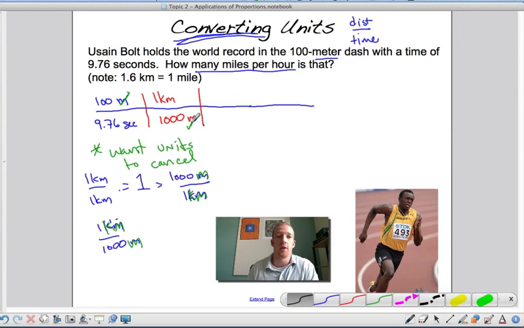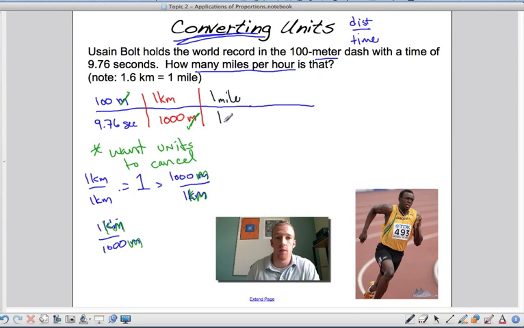So I want miles per hour, so I'm going to get miles. And we know that 1 mile is equal to 1.6 kilometers. All right, so now kilometers cancel. So now I have miles over seconds, but I want hours. So we have 60 seconds is equal to 1 hour. Notice that every time these two quantities are exactly the same. 60 seconds and 1 hour. 1 mile is equal to 1 kilometer. 1 kilometer is equal to 1,000 meters.